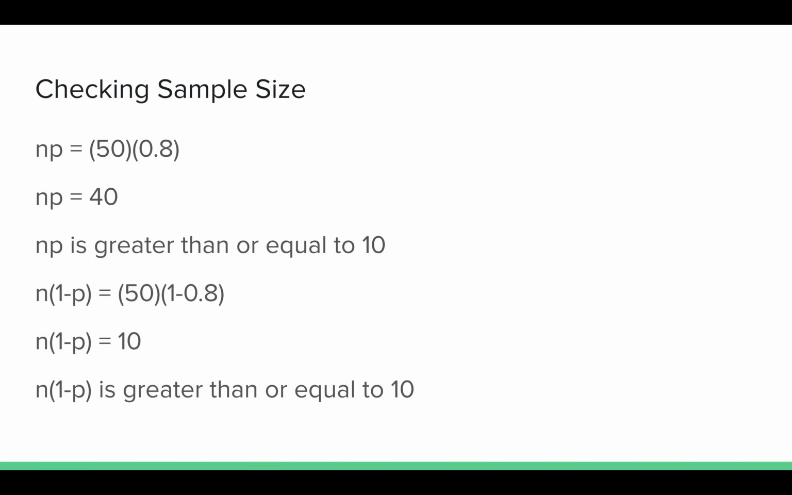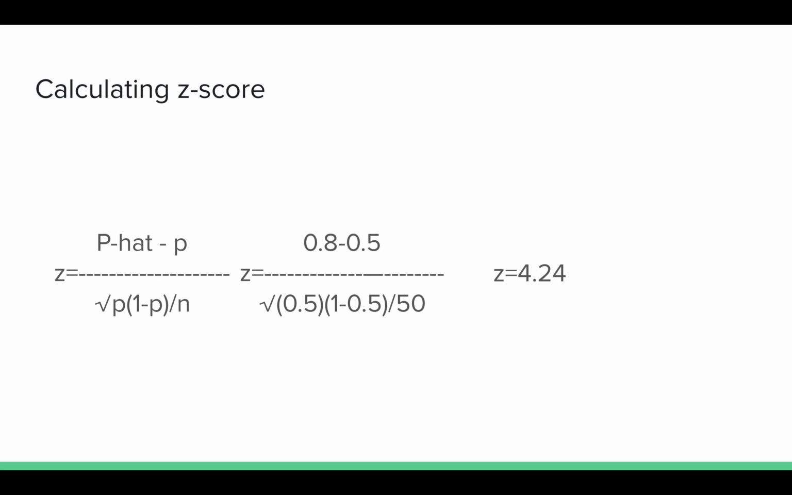Now I had to make sure that my sample size was large enough for my numbers to be accurate, and so in order to do that, I did n times p, or 50 times 0.8, and got 40. And I did n times 1 minus p, or 50 times 1 minus 0.8, and got 10. As long as both of these numbers are greater than or equal to 10, my sample size is large enough for my numbers to be accurate during the math.